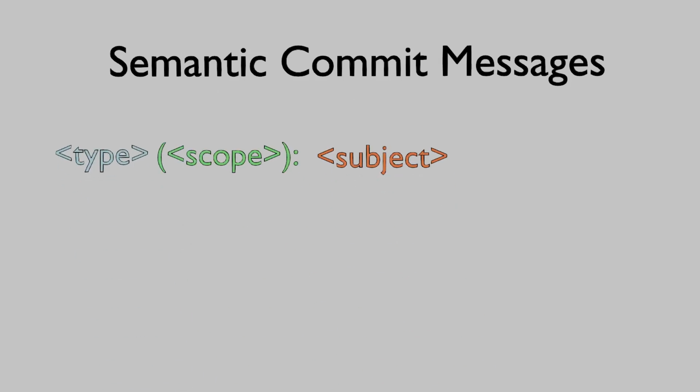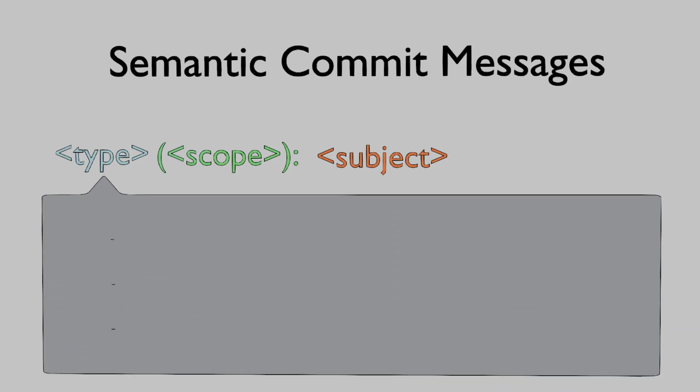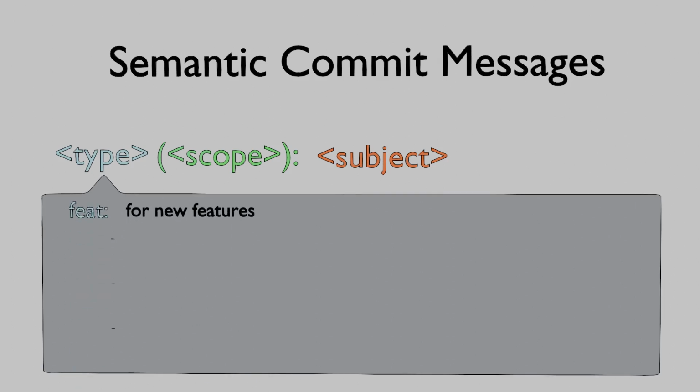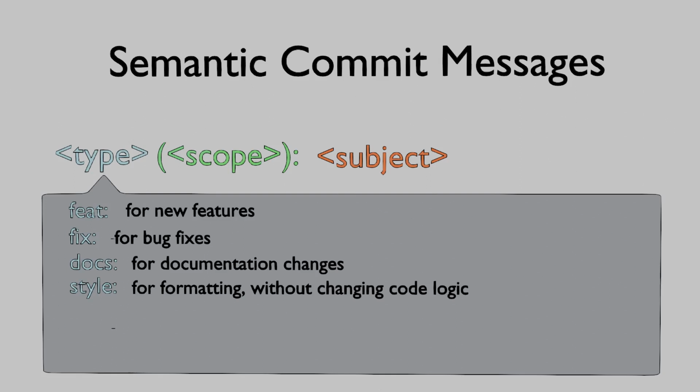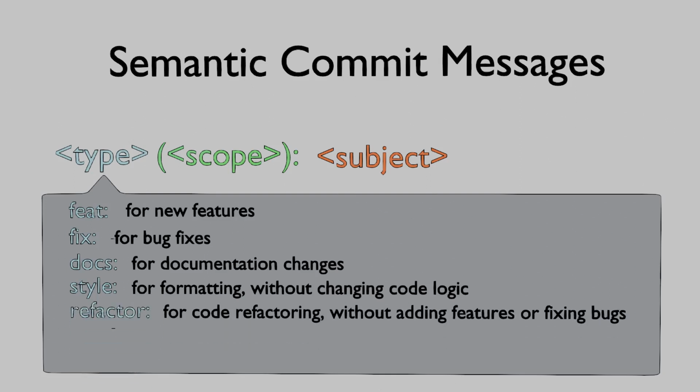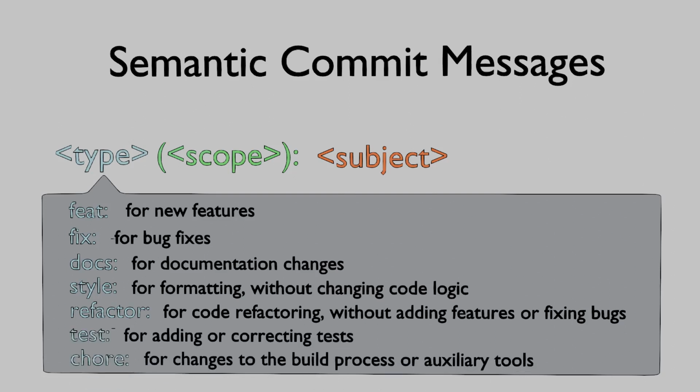A semantic commit message is composed of three main parts: the type, the scope, and the subject. Let's take a look at each of them. First, we have the type. It indicates the nature of the change. The most common types are feat for new features, fix for bug fixes, docs for documentation change, style for formatting without changing code logic, refactor for code refactoring without adding features or fixing bugs, test for adding or correcting tests, and chore for changes to the build process or auxiliary tools.